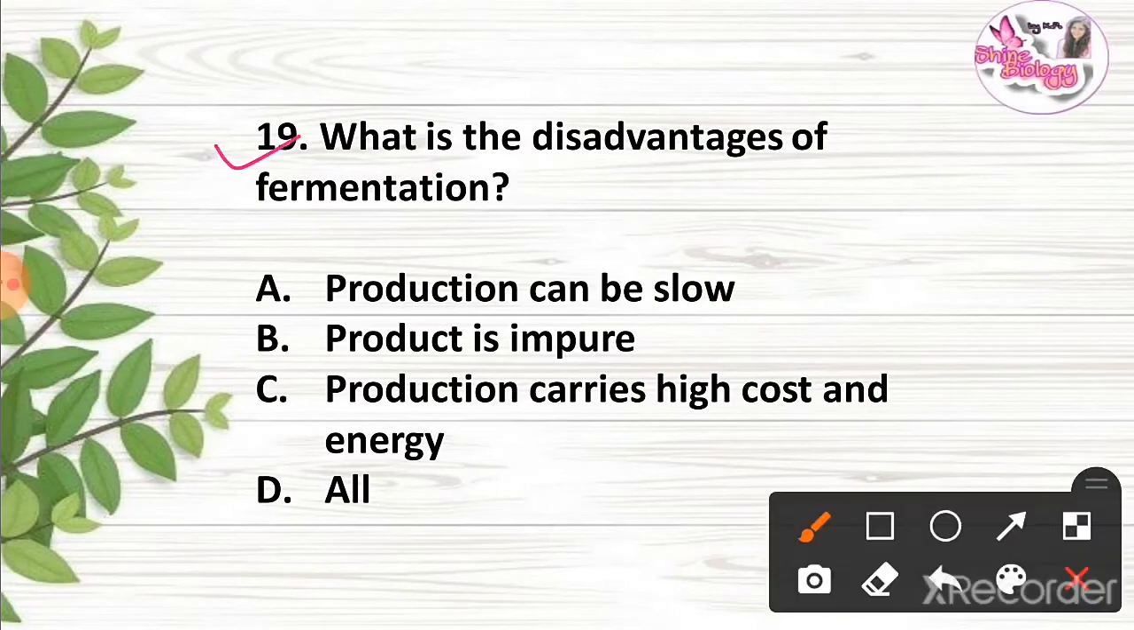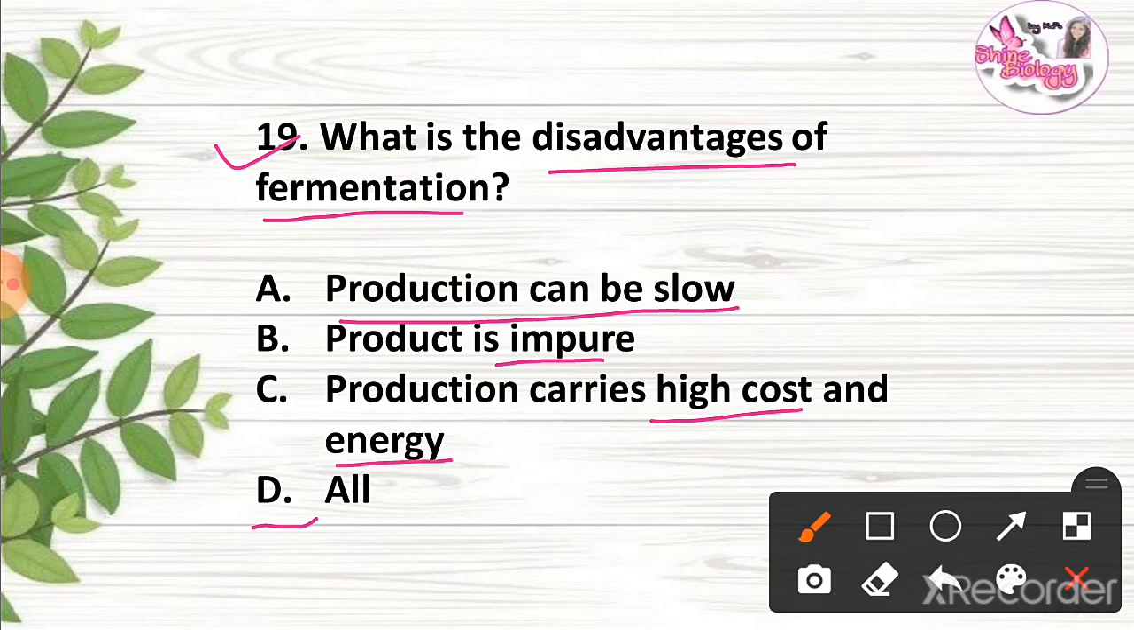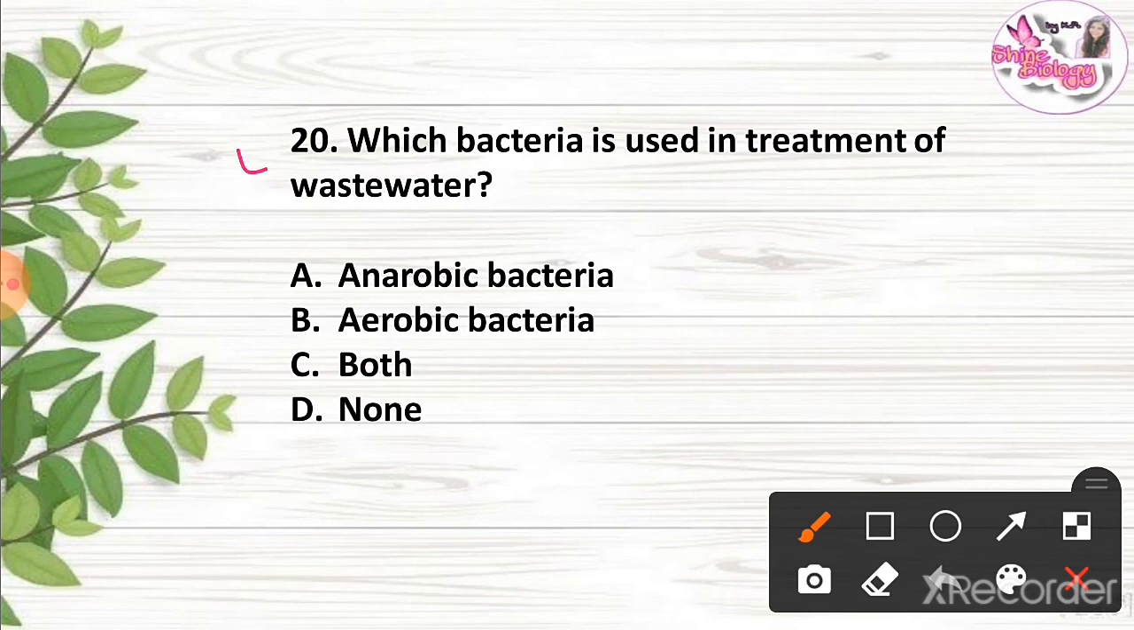Question 19. What are the disadvantages of fermentation? The correct answer is option D, all. Production can be slow, product is impure and production carries high cost and energy, which are the disadvantages of fermentation. Question 20. Which bacteria is used in treatment of wastewater? The correct answer is option B. Aerobic bacteria is used in the treatment of wastewater.